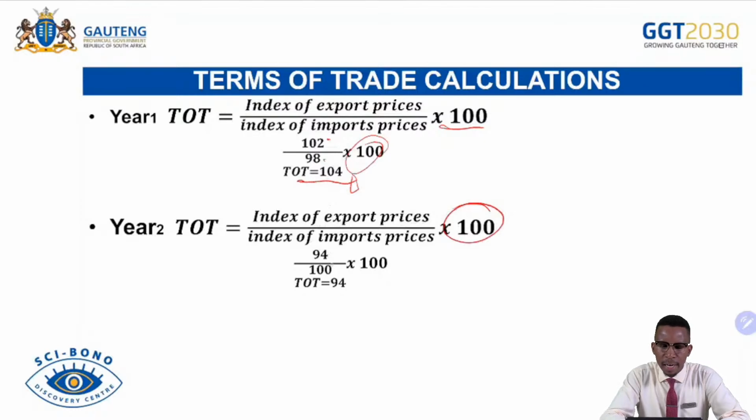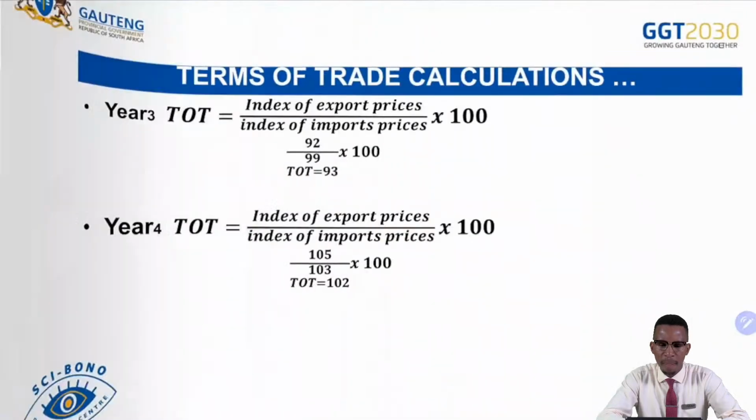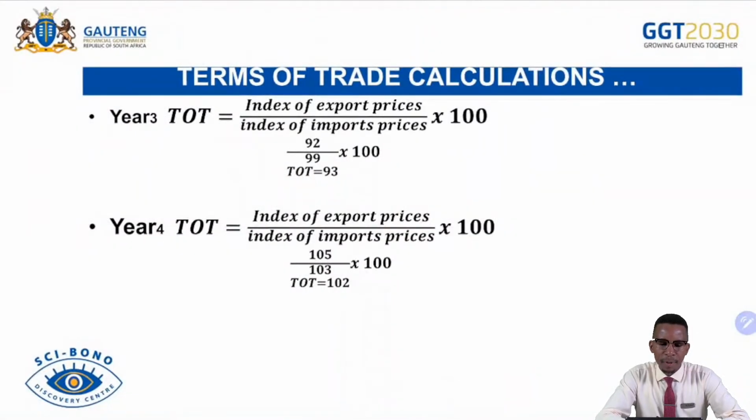Then we say export prices were 94, over 100, which was the import prices, multiplied by 100, we get 94. So that simply tells us that terms of trade are now declining because import prices increase faster than export prices. Year number 3, we keep the formula, we say 92 over 99. So export prices were 92, while import prices were 99, multiplied by 100. This gives us 93. So they are still very low because imports are still more expensive than exports.